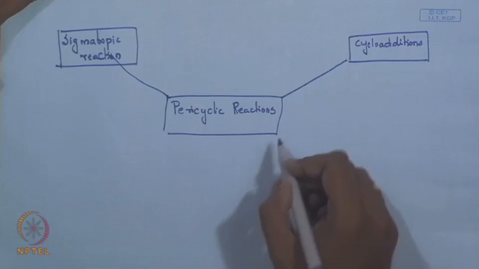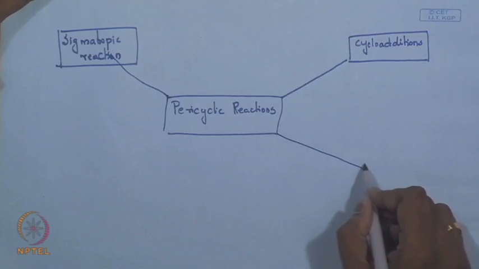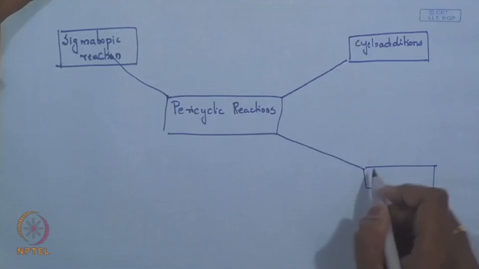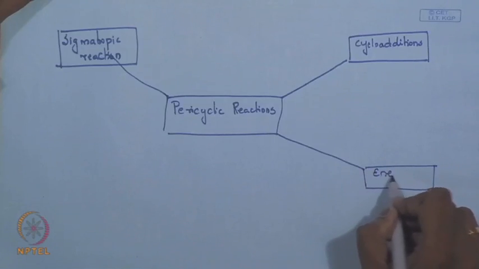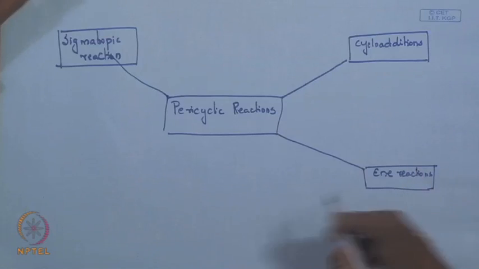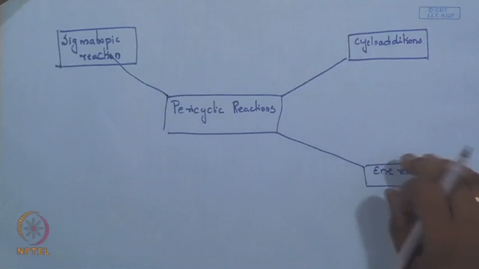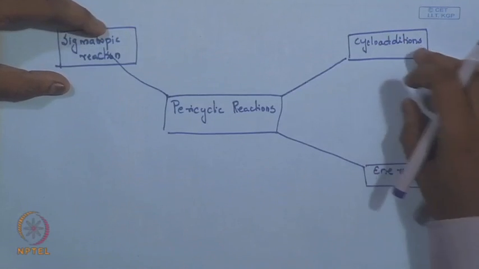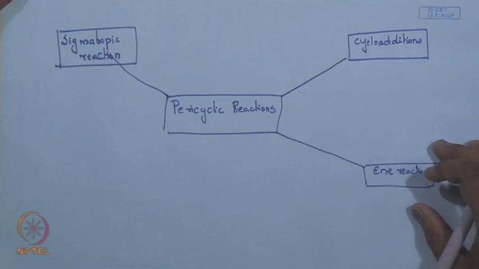Once we covered cycloaddition reactions, we slowly moved to another important class of pericyclic reactions, ene reactions. We studied different types of ene reactions and the retro ene reactions. So, these are the three important classes we have so far covered in pericyclic reactions. We understood sigmatropic, cycloaddition and ene reactions.